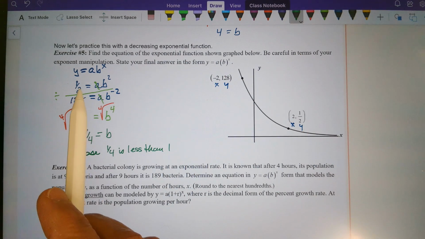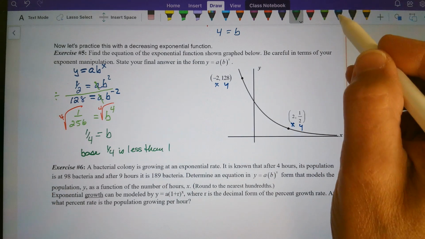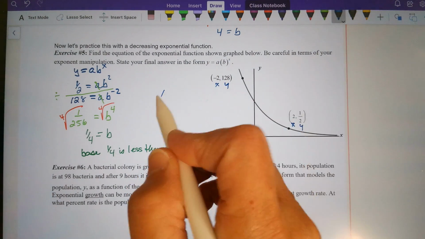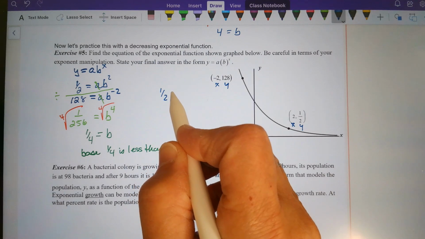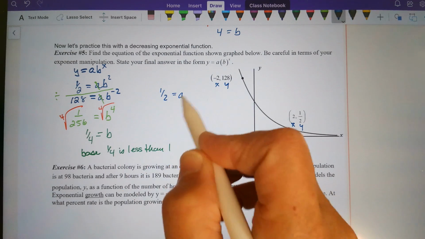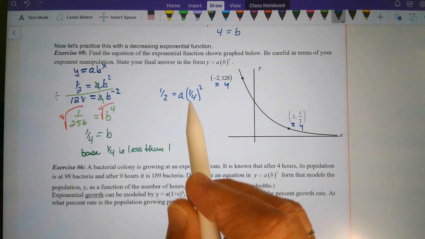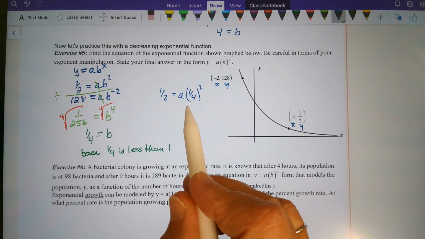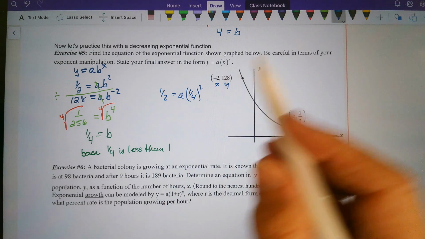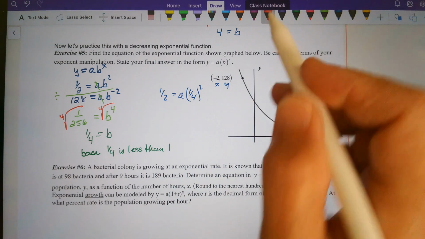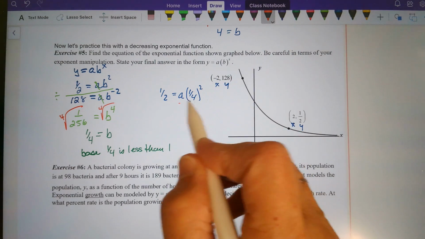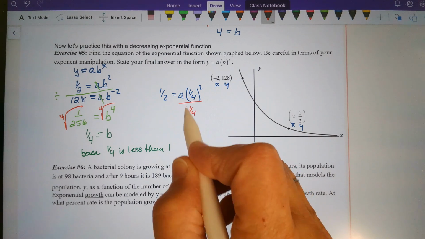Go back to one of the two equations here. I'll go back to the first one. And I have 1/2 equals A times B, which is 1/4 squared. Again, we want to find A. We have A times 1/4 squared. Just undo the multiplication by dividing by 1/4 squared.